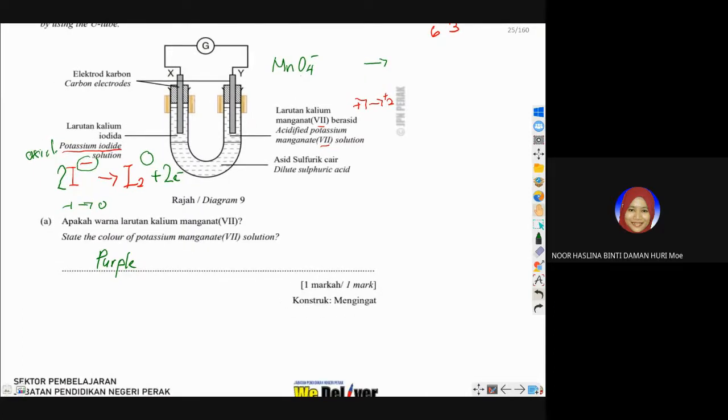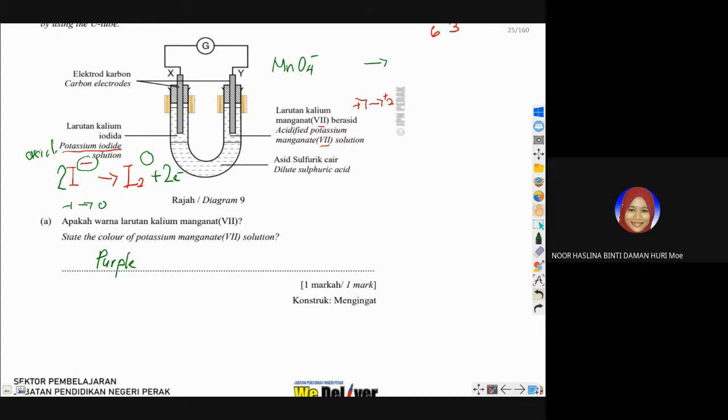Half equation: 2I minus, 2 mole of iodide ion produce 1 mole of iodine plus 2 electron. So, you dapat dah jawapan. So, that is your answer. Okay, boleh tak sampai situ? Kalau boleh, kita continue.